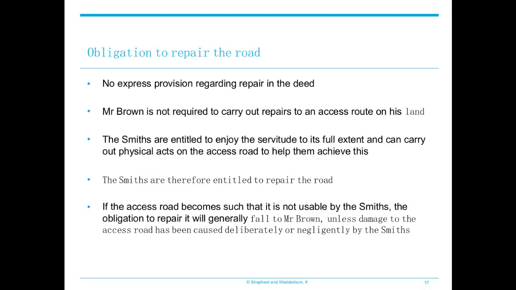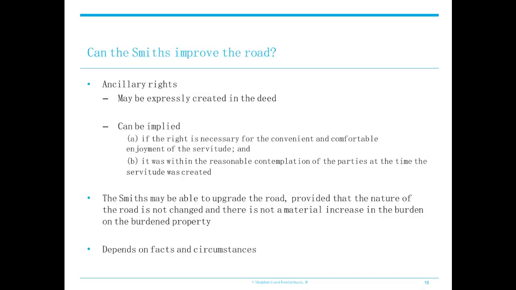The Smiths are entitled to enjoy the servitude to its full extent and carry out physical acts on the access road to help them achieve this. So this would cover repairs, but it's a right, not an obligation. If the access road becomes such that it's not usable by the Smiths, the obligation to repair it will generally fall to Mr. Brown, because he has an obligation not to derogate from his grant. If any damage to the access road has been caused deliberately or negligently by the Smiths, they would be liable. Of course, in modern deeds, repair and maintenance obligations are usually covered off.